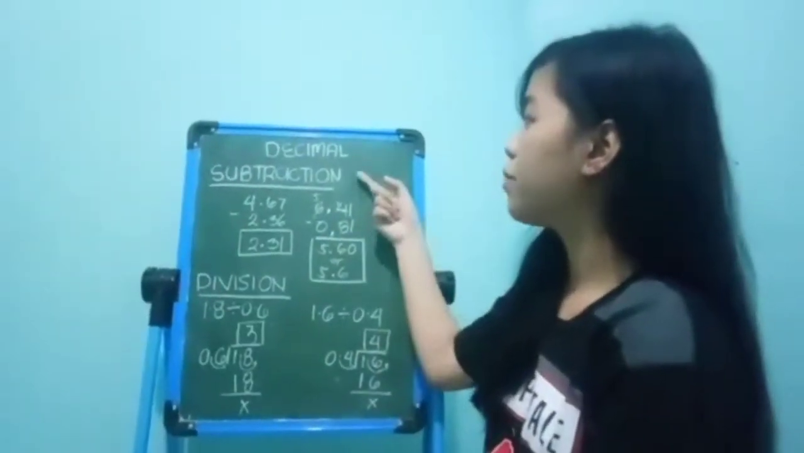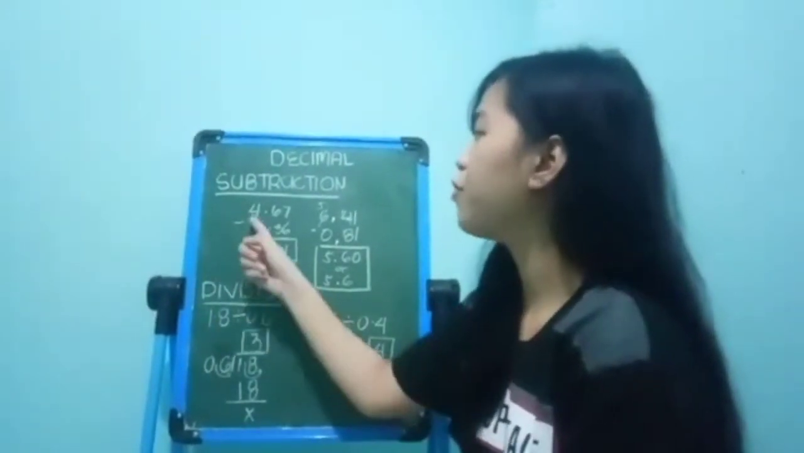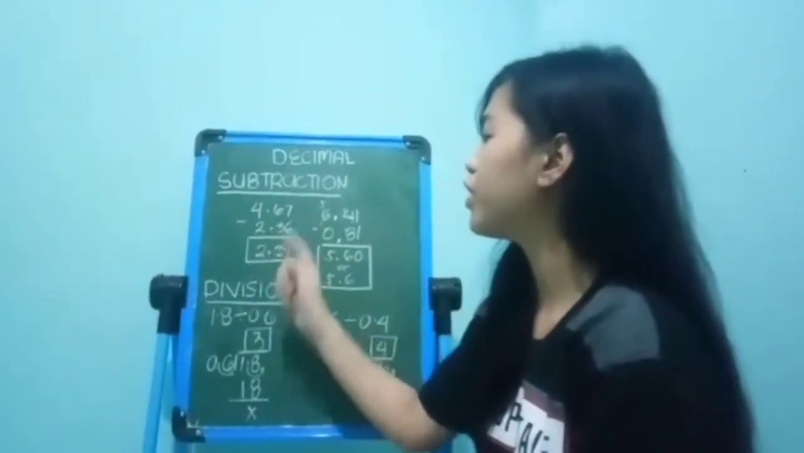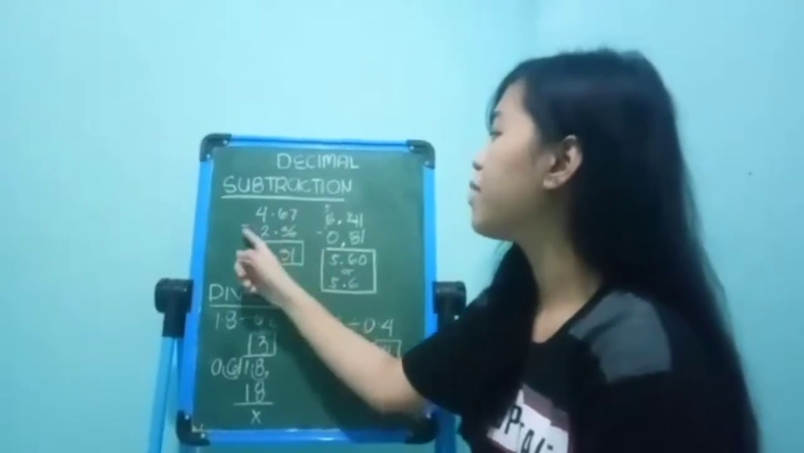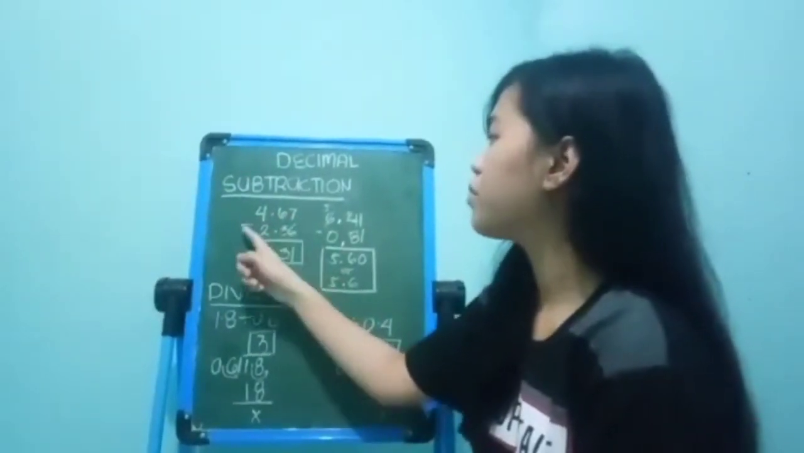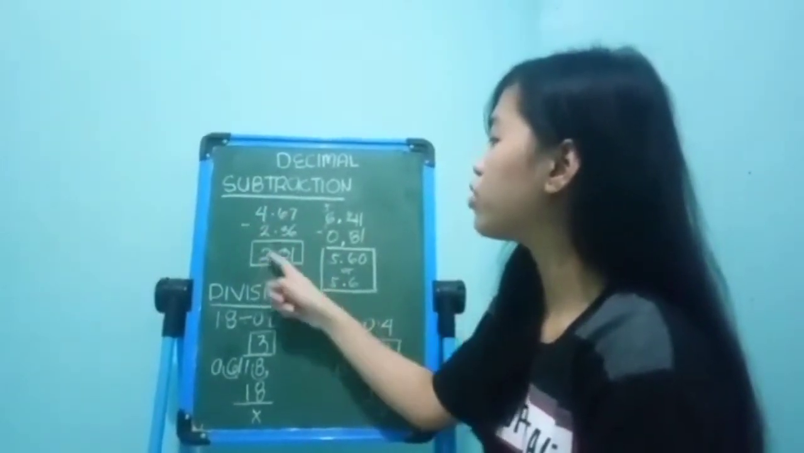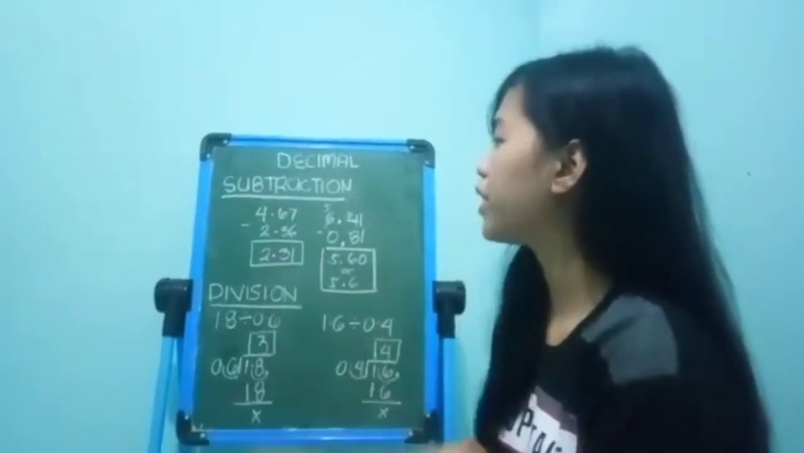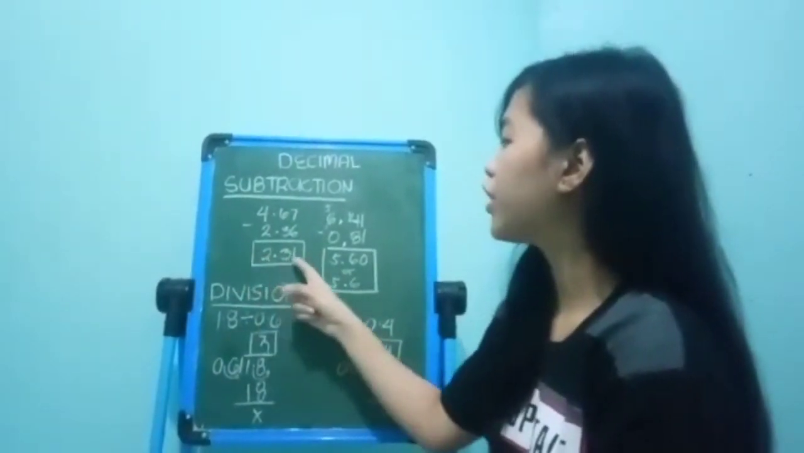Decimal subtraction. The first example is 4.67 minus 2.36. Then subtract. 7 minus 6 is equal to 1. 6 minus 3 is equal to 3. 4 minus 2 is equal to 2. Then bring down the decimal point. So the final answer is 2.31.